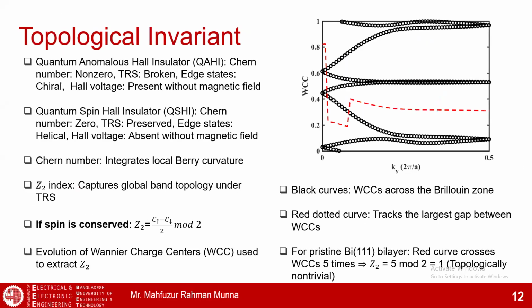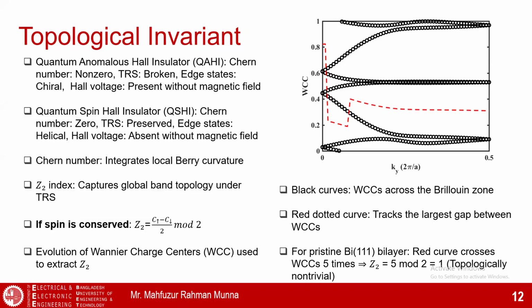So if a material has a non-zero Chern number, then we can say that material is a quantum anomalous Hall insulator. For that case, the Chern number is non-zero, time reversal symmetry is broken, and the edge states have chirality. Moreover, Hall voltage is present without the magnetic field.